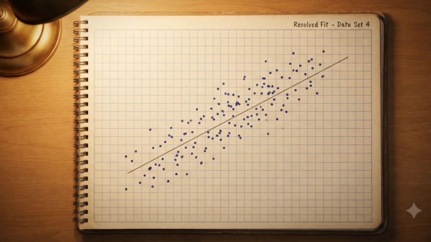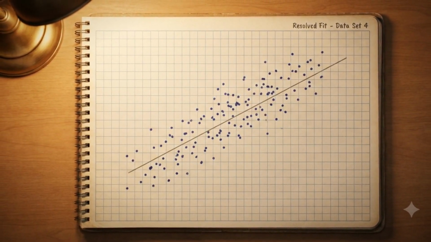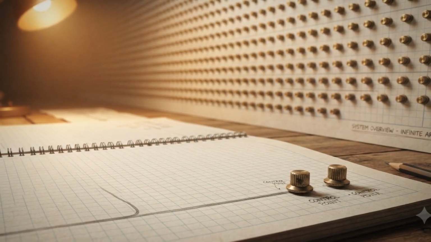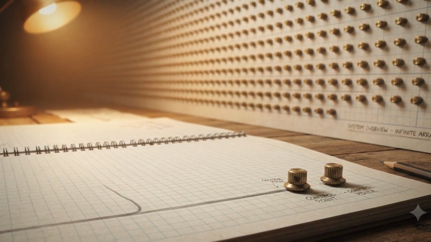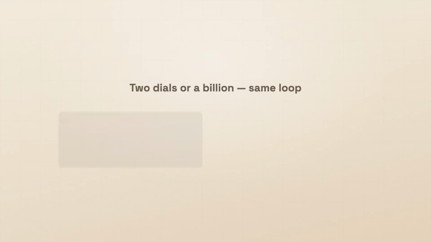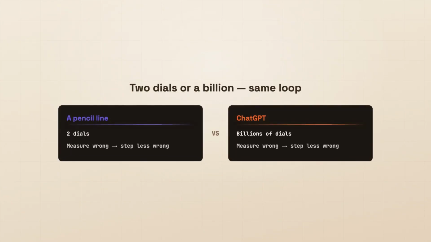And here's the payoff. Our line had two knobs. ChatGPT has billions. But the recipe never changes. Measure how wrong you are, then step the way that's less wrong over and over. That's it. From a pencil line on graph paper up to the biggest AI on Earth, same loop, just more dials.